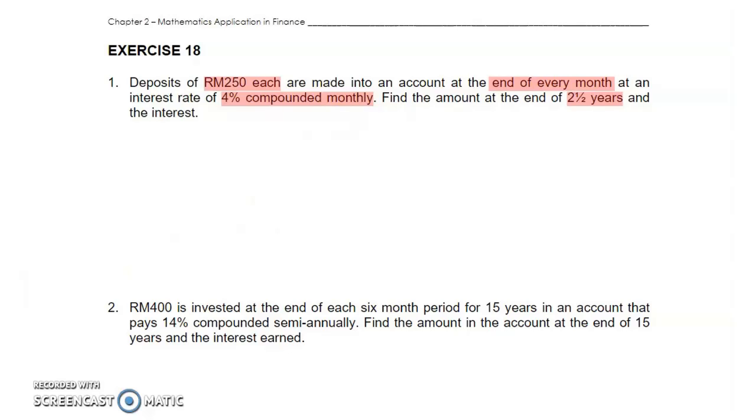Okay, now as usual, let's extract the info given. So 250 ringgit each. So that is the periodic payment, which is value R. At an interest rate of 4% compounded monthly. So annual nominal rate K is 4%, 0.04. Compounded monthly, frequency of conversion M equals 12. Find the amount at the end of 2.5 years. So T equals 2.5 years.